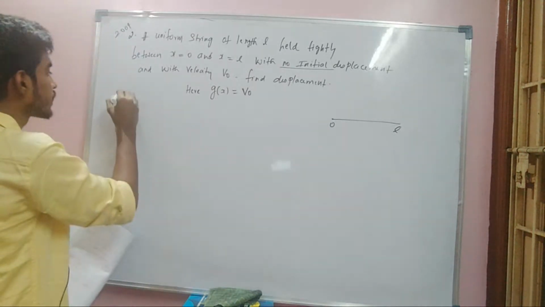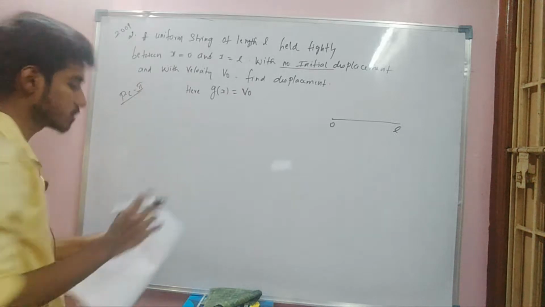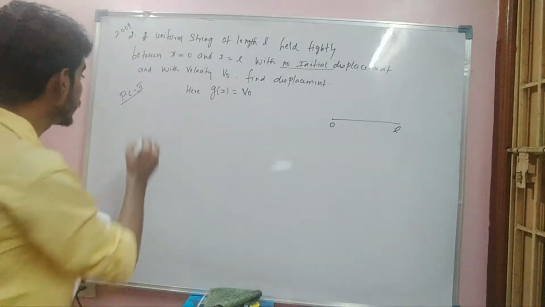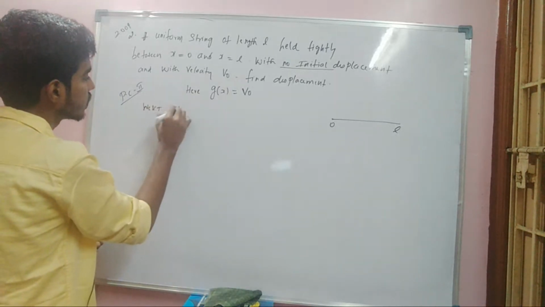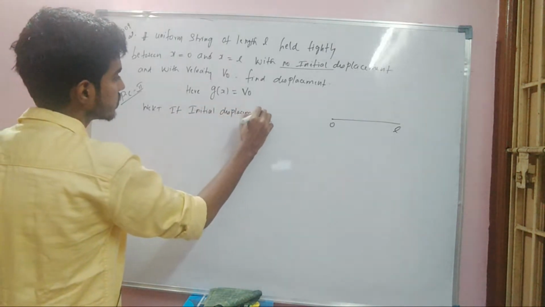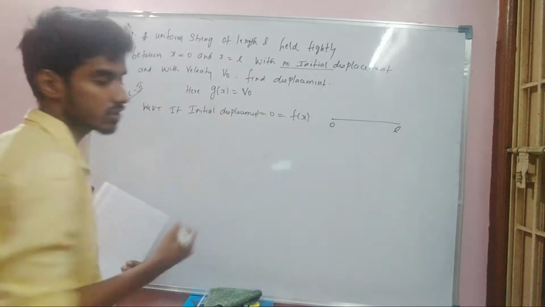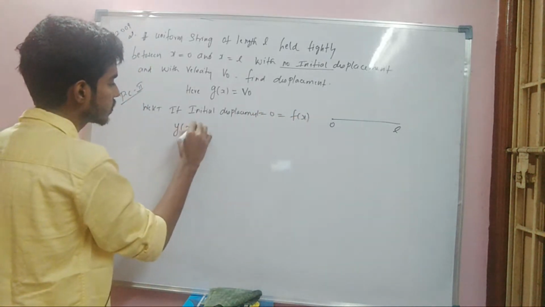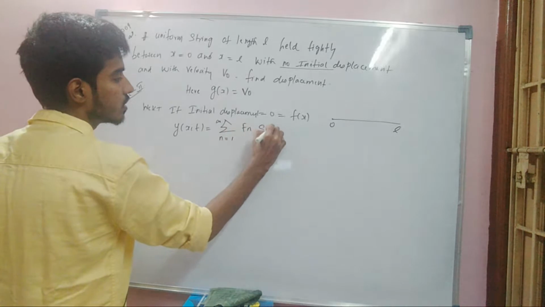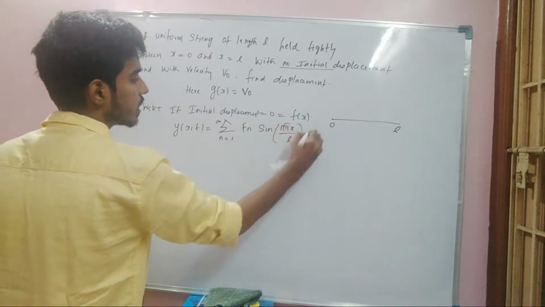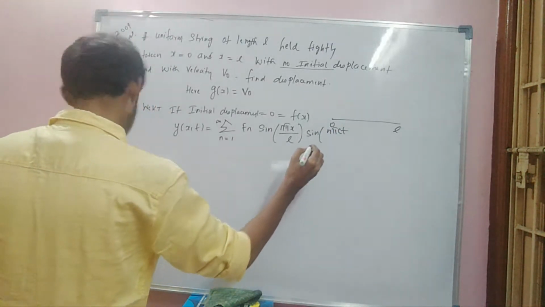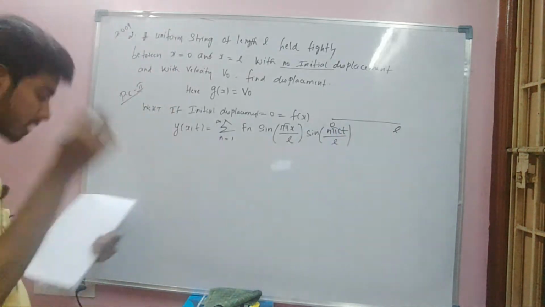So this comes under particular case 2. For particular case 2, if the initial displacement is 0, that means f of x will be equal to 0. So what will be our displacement function? y of x comma t is equal to the summation from n equal to 1 to infinity of Fn sin(n pi x by L) sin(n pi ct by L). This is our displacement function.